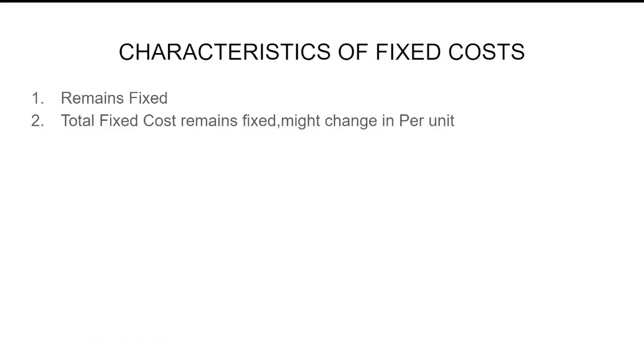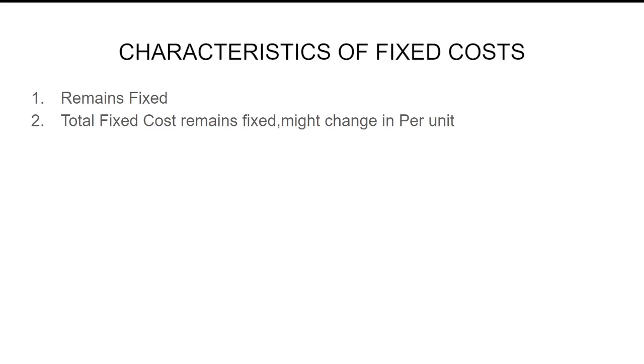Now let us discuss the characteristics of fixed cost. So first, it remains fixed. Obviously it remains fixed for a short time period, and normally fixed cost remains the same in total, but it might change per unit. So what do you mean by this? For example, if we are paying fixed cost of 1 lakh rupees, and in a particular month I produced 10,000 units, then 1 lakh upon 10,000 will give you 10 rupees.